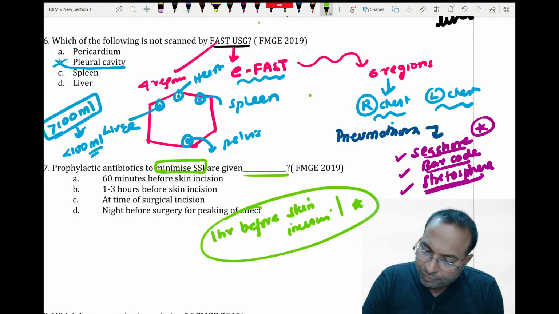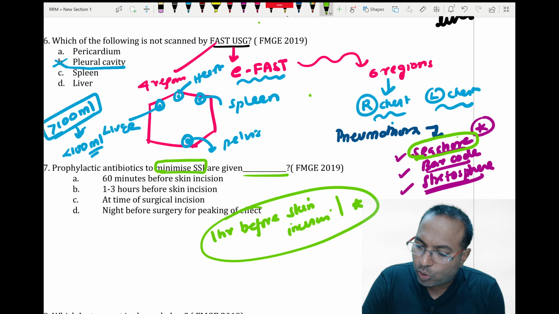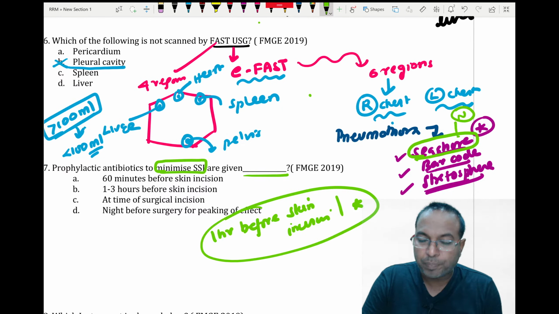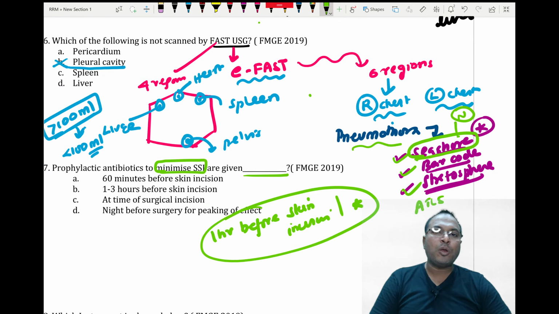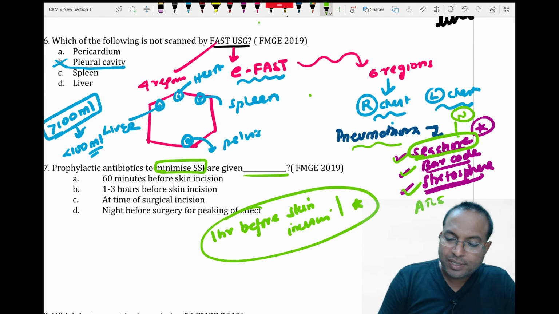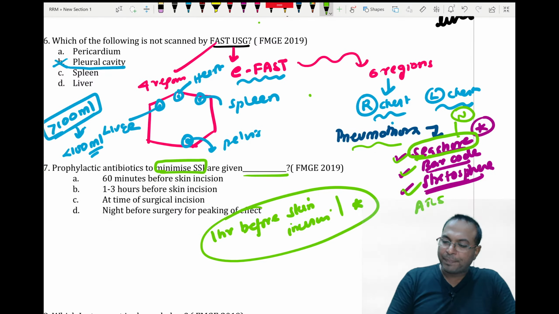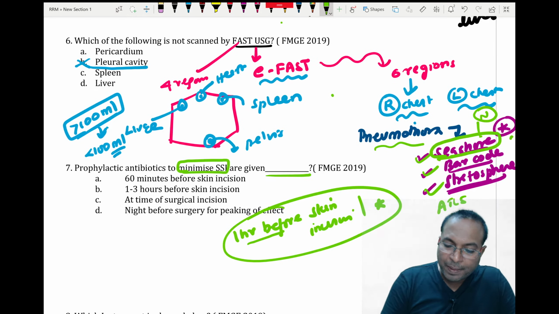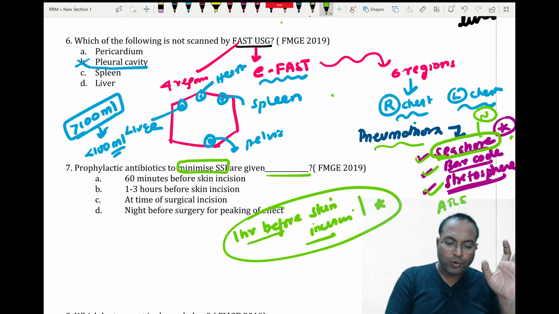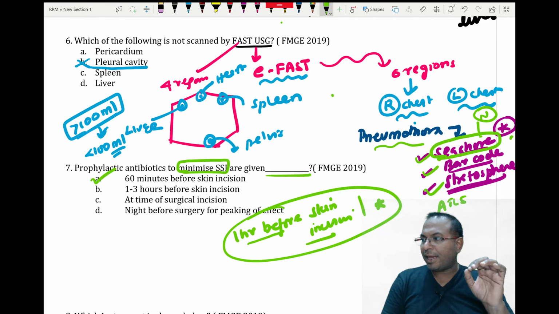Some of the radiology books are mentioning seashore sign for normal people also. But the ATLS manual mentions all three under pneumothorax only. So probably the radiologist would have discussed seashore as a normal finding. Seashore, barcode, stratosphere, all are seen in pneumothorax as per ATLS manual. Surgical site infection is prevented by giving antibiotic 60 minutes before skin incision, the correct answer is A.